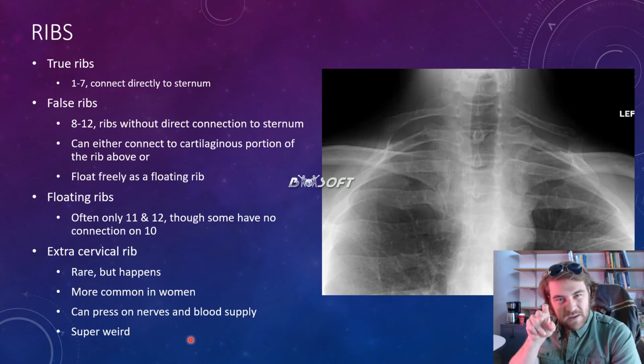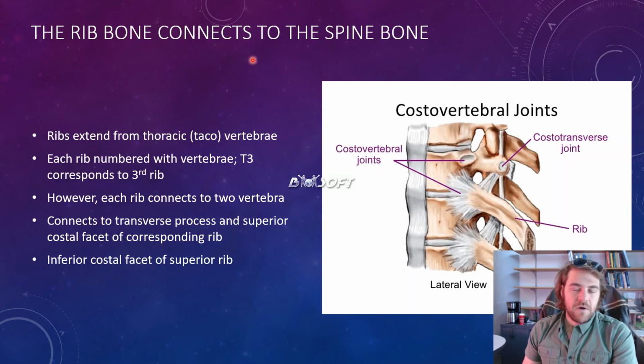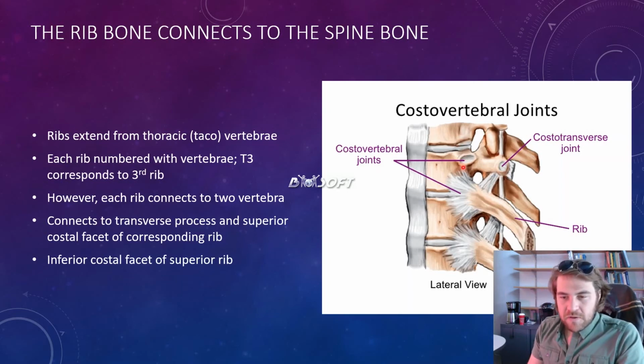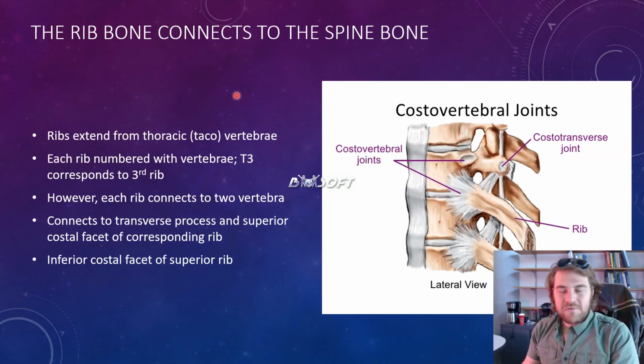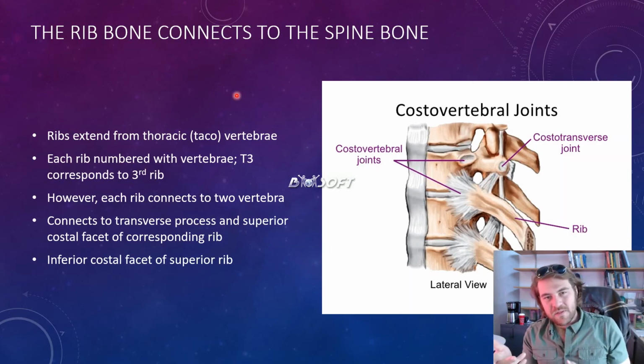They can just be kind of like roto-rooted out to make a larger area for the nerve and blood supply to go through. Anyway. All right, so this is how the ribs are going to connect to the spine. Each rib, ribs are extending from the thoracic vertebrae, right? And they're numbered in association with the thoracic vertebrae.